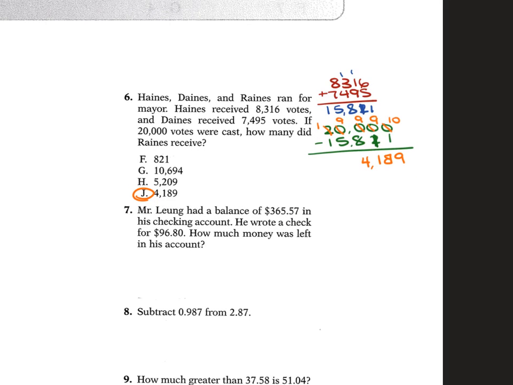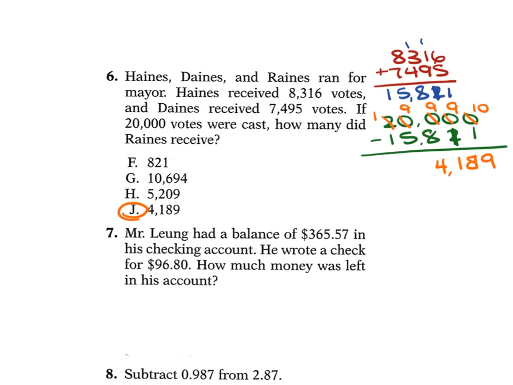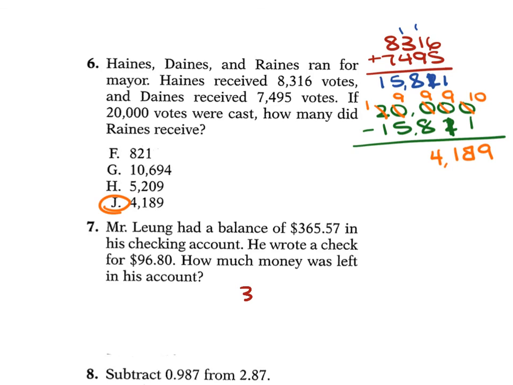All right, so for 7, it says Mr. Lang had a balance of $365.57 in his checking account. He wrote a check for $96.80. How much money was left in his account? So 365.57 minus 96.80.